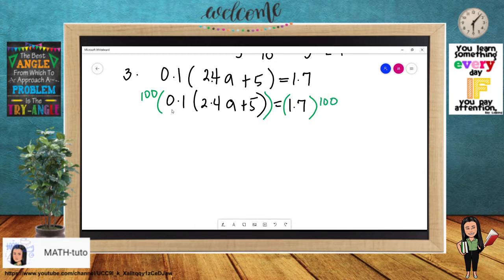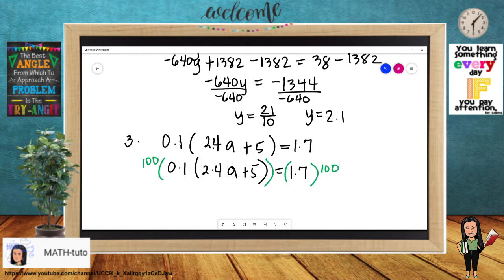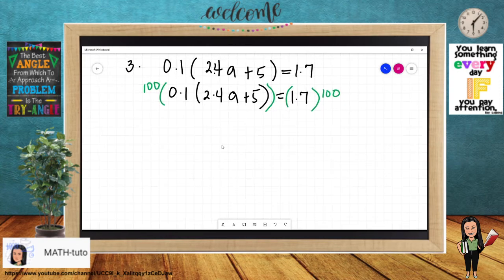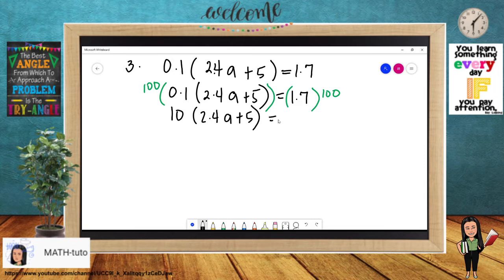So, this is now 10. Ay, sorry. Wala pala yung pen. So, this is 10. Balik ko siya sa black. 10 times 2.4a plus 5 is equal to 170. Kaya ngayon, pag minultiply nyo to, wala na talagang decimal yan. So, this is 24a plus 50 equal to 170.